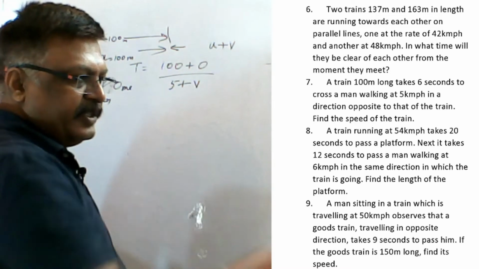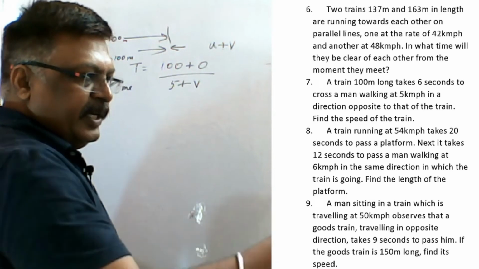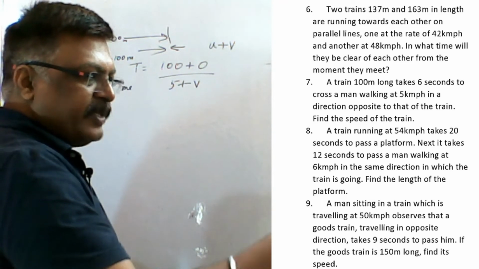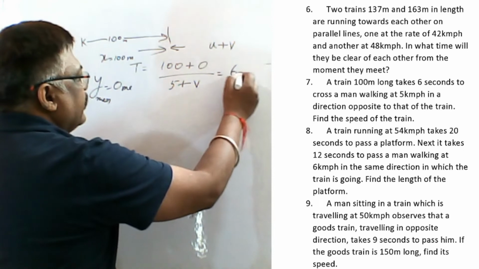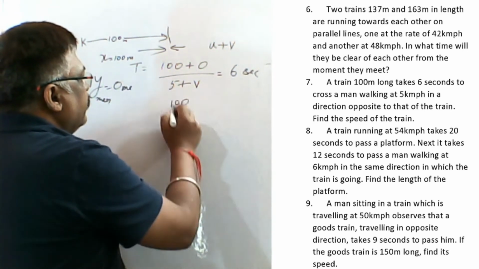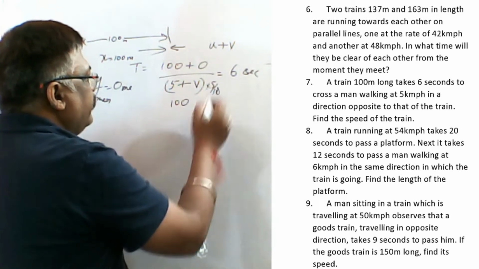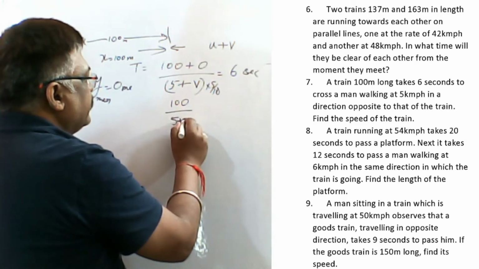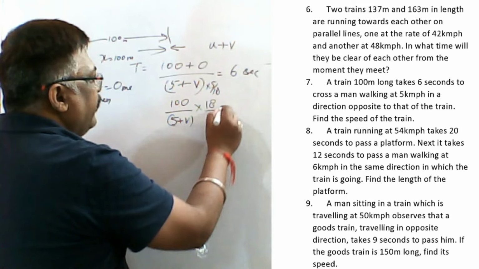So we have to find the speed of the train, and it is saying it takes 6 seconds to cross a man. How many seconds? 6 seconds. So it will become 100, but this is into 5 by 18 to convert it to meter per second. 100 by 5 plus v into 18 by 5 is equal to 6.